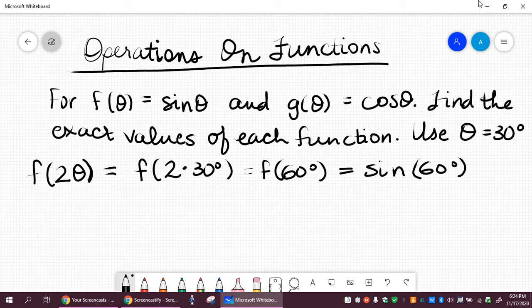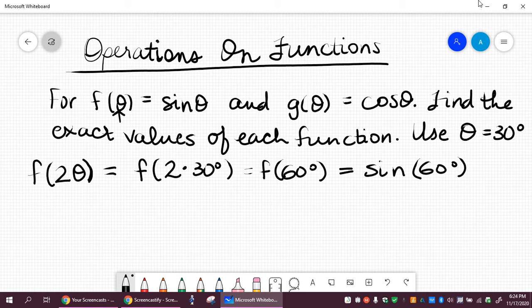Okay, just a quick side note. If you wanted, we could have done this. F of 2 theta, since this is f of theta, and I'm multiplying it by 2, f of 2 theta would have been sine of 2 theta, which still would have been sine of 2 times 30. And we still would have gotten sine of 60.